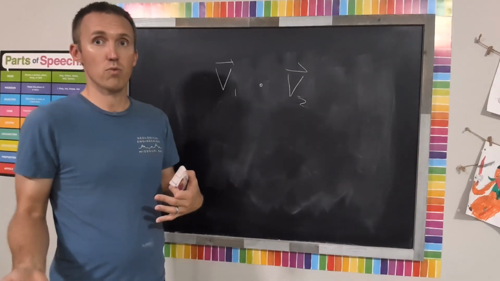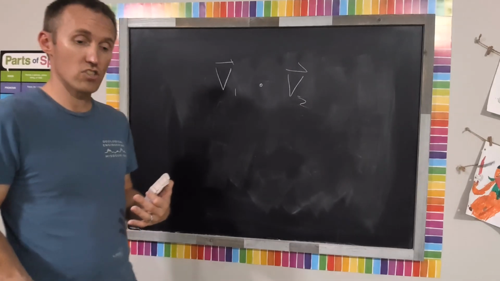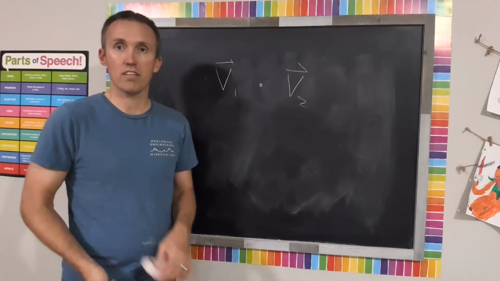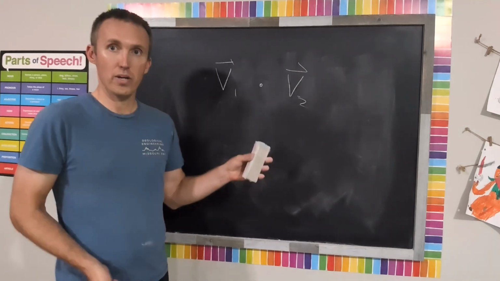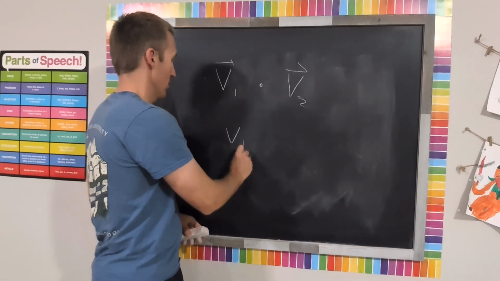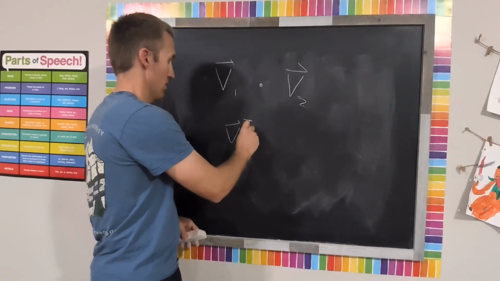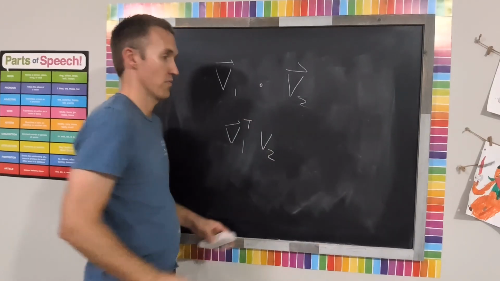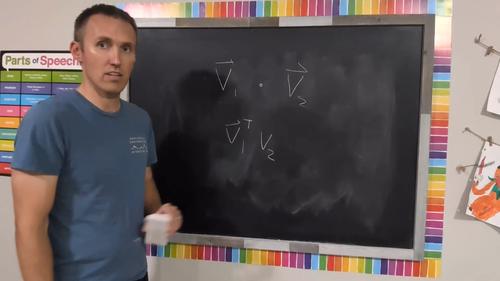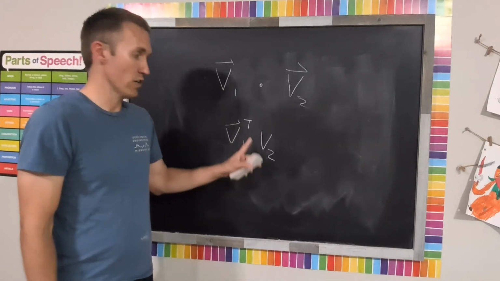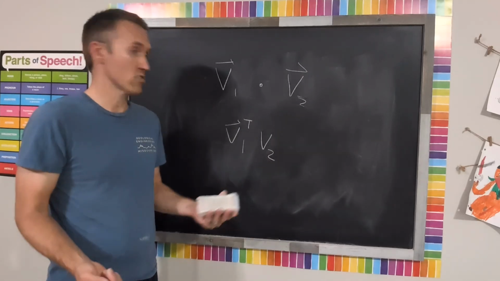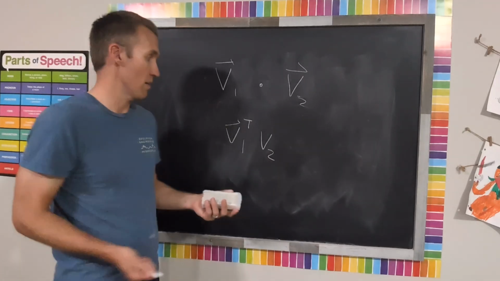Just like with adding and subtracting, we need to have the same dimensionality for our vectors. Now there's another way to write a dot product other than just using the dot, which is V1 transpose. I have a little tiny t right there that you can hopefully see. So V1 transpose times V2. This is how we would multiply two vectors together. This is really the definition of what a dot product is.